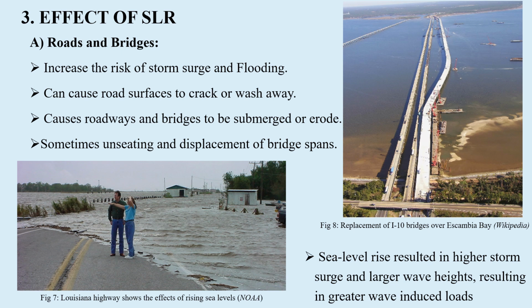The picture on the right, that is Figure 8, is a picture of the Escambia Bay Bridge that carries I-10 across Escambia Bay near Pensacola, Florida. In 2004, it was heavily damaged during Hurricane Ivan, and according to a research article published by Dr. Wave and co-authors, it was highlighted that 36 years of relative sea level rise resulted in higher storm surges and larger wave heights, which led to greater wave-induced loads and eventually resulted in the bridge damage.